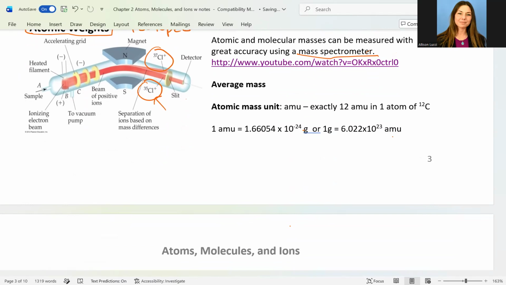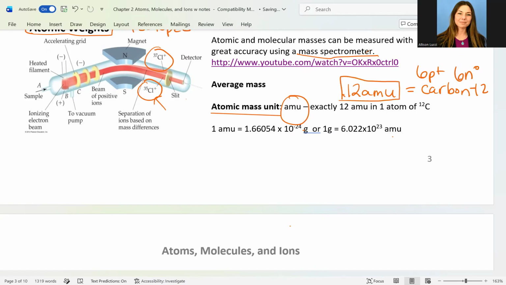And just to review, when we talk about average mass, it is always going to be the mass of the different isotopes based on their percent abundance. And the unit that we commonly use here is called the atomic mass unit. It's abbreviated AMU. And there is an equivalency here that we have exactly 12 atomic mass units in one atom of carbon-12. So if we break down carbon-12, we should have 6 protons and 6 neutrons. And that's where that number 12 comes from.